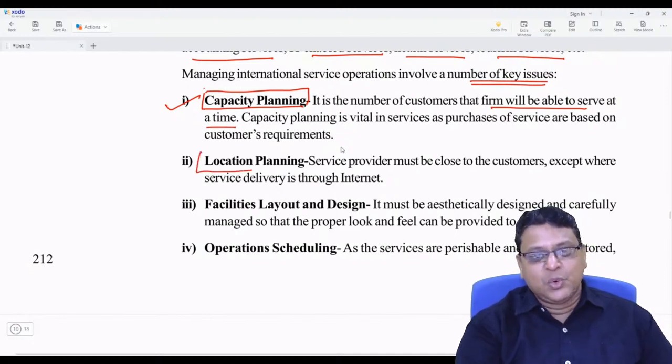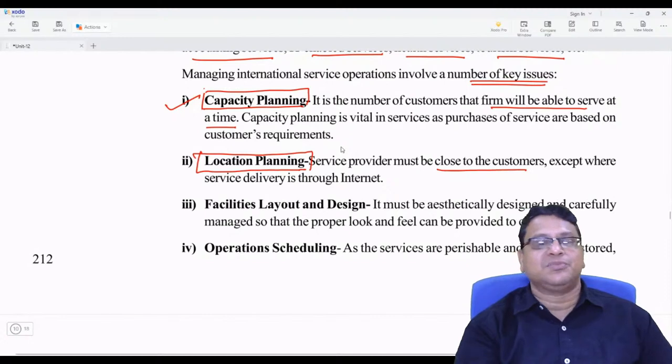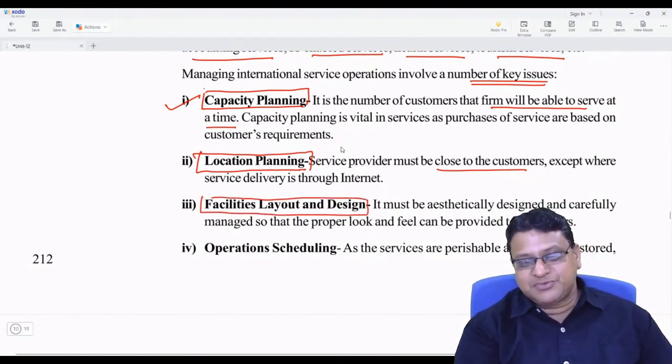Second one is location planning. What is location planning? Where you will provide service. It must be closer to customers. Then facilities layout and design. What are the other facilities? What will be the layout? What will be the design?